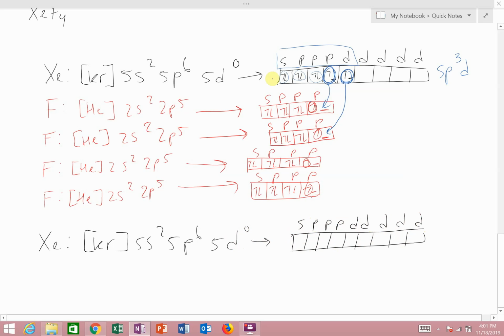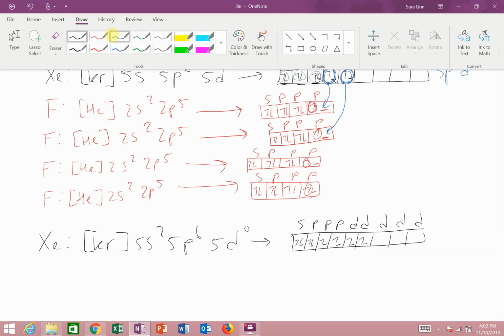And now instead of having 3 lone pairs and 2 unpaired electrons, we're going to have 2 sets of lone pairs and 4 unpaired electrons. We're not adding or subtracting any electrons, we're just moving things around in order to make more bonds. So we just bumped up one of the lone pairs and turned it into 2 unpaired electrons. So now we have 1, 2, 3, 4 spaces where a bond can be made.